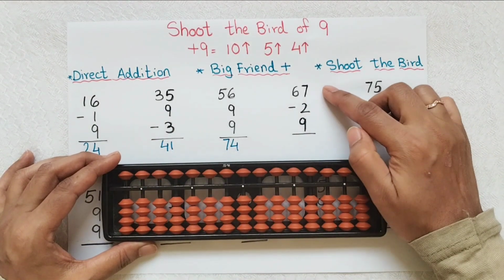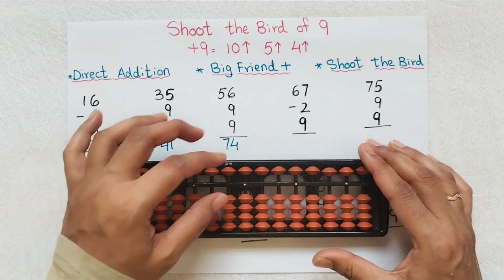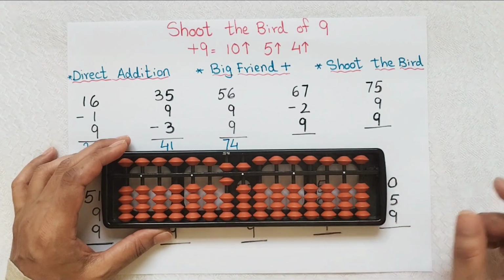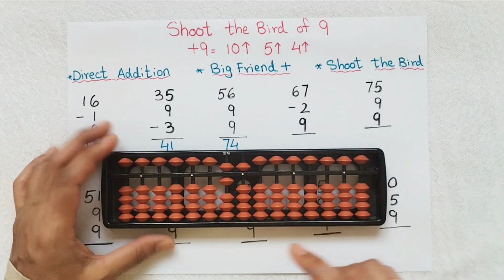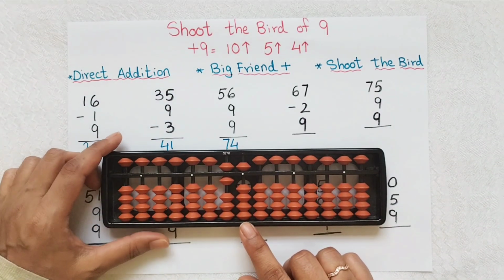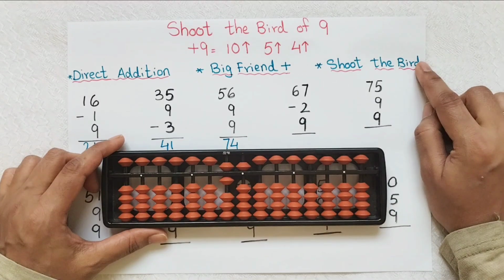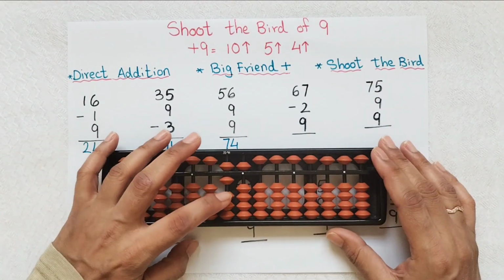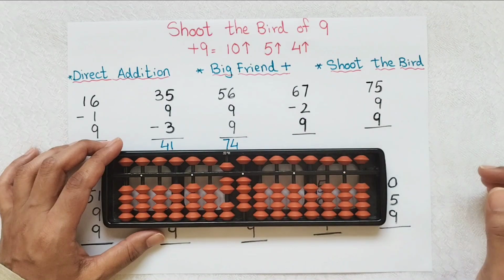Next, 67 less 2 plus 9. 67 less 2. Direct subtraction. Now plus 9. Over here direct addition I cannot do. Big friend addition also I cannot do. I have to use shoot the bird. So the formula for shoot the bird is 10 up, 5 up, 4 up.